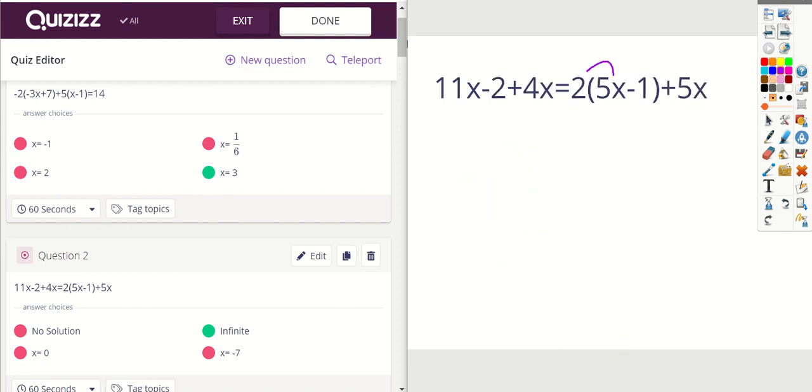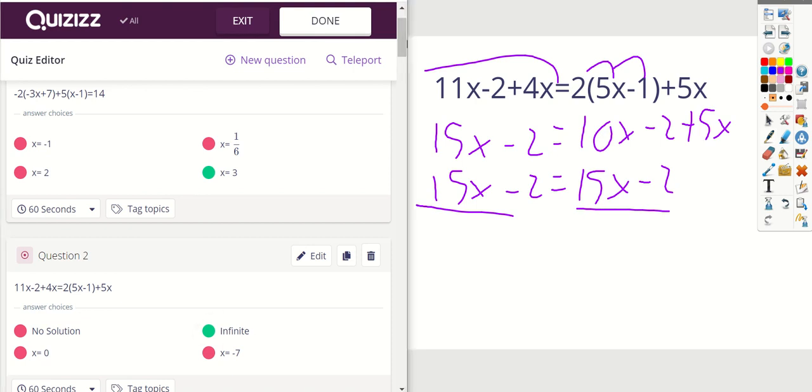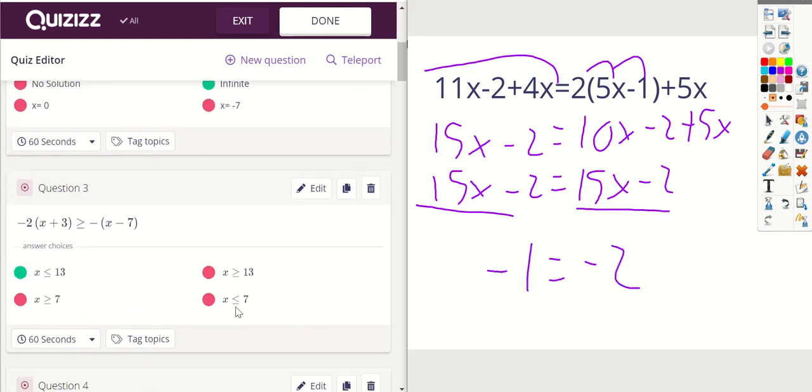Same thing, I'm going to distribute. I'm also going to save some time and combine like terms as well. So I get 15x minus 2, and then I get 10x minus 2 plus 5x. Combine like terms. I get 15x minus 2 is equal to 15x minus 2. These are the exact same. When they are the exact same, it is infinite. However, if you got something like -1 is equal to -2, that's when you would get no solution.